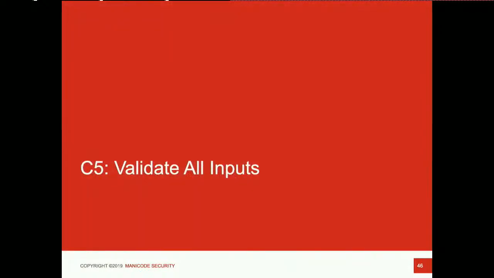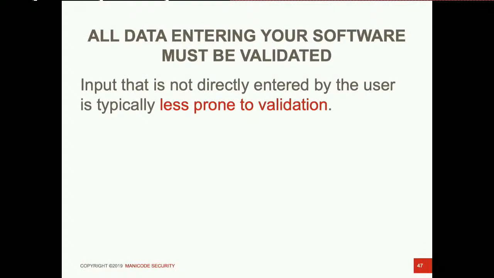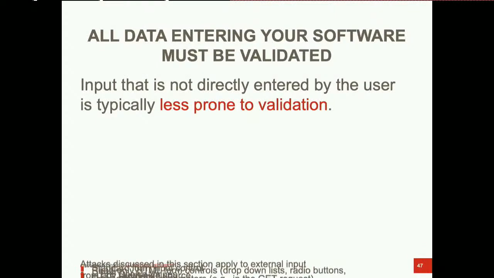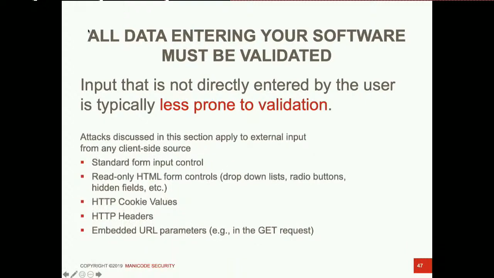OWASP proactive controls. We're at proactive control number 5. It's about input validation now. So the basic rule is that every piece of data entering your software, regardless of the source, should go through some kind of input validation layer. A lot of the fields that we don't typically type into as a user, like a cookie value or a header or a hidden field, that's just part of the app, not something a user types in. These are often less prone to validation.